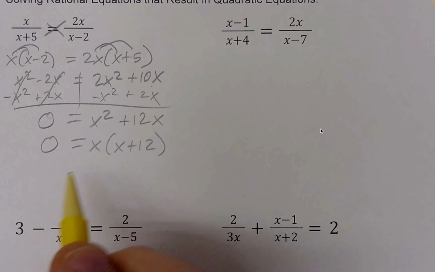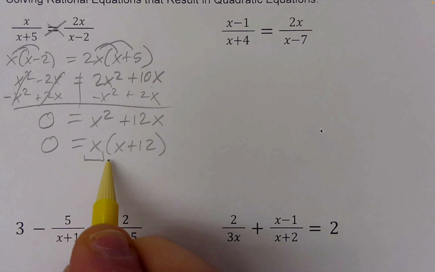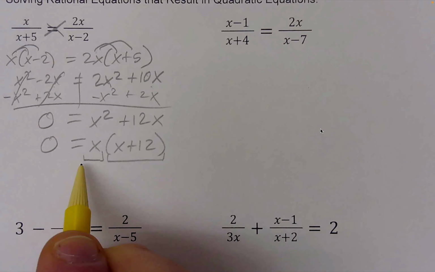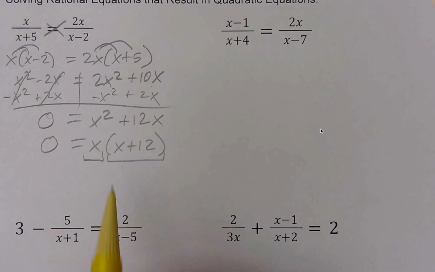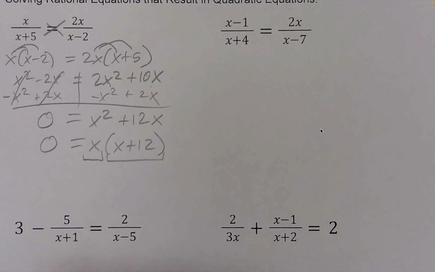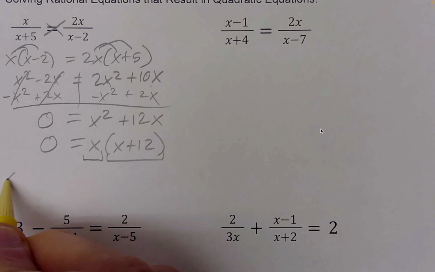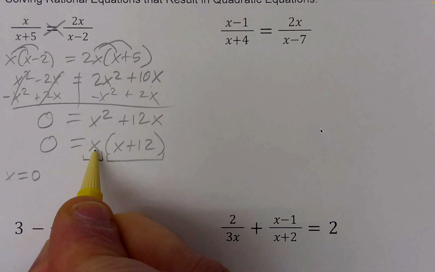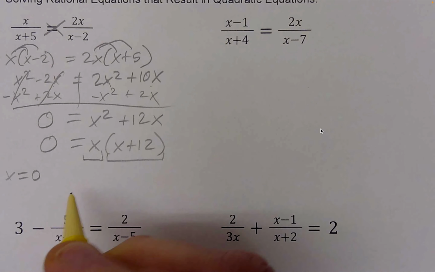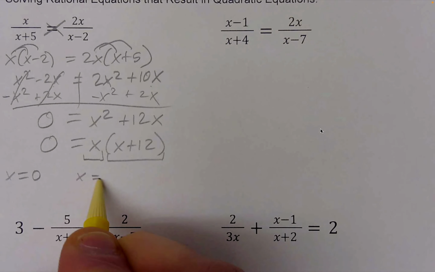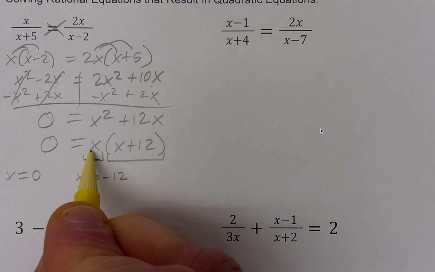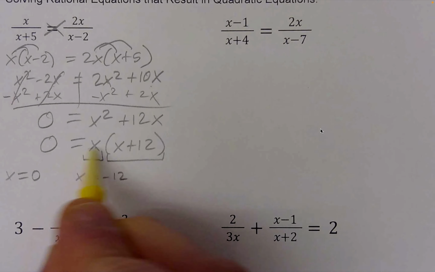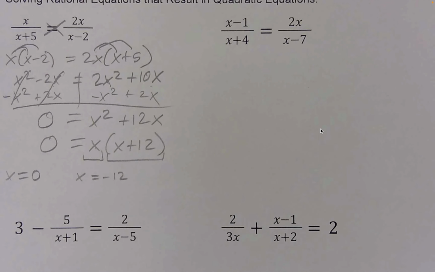Now this is kind of the deal where you have to think, okay, I've got two things being multiplied. One of those two things has to be 0 if they equal 0 when you multiply. So either x is 0, that's one answer here. If this is 0, that would zero out the whole thing. The other answer would be negative 12, because if you put in negative 12 here, negative 12 plus 12 is 0, times negative 12 would make the whole thing 0, and that would make the equation true.